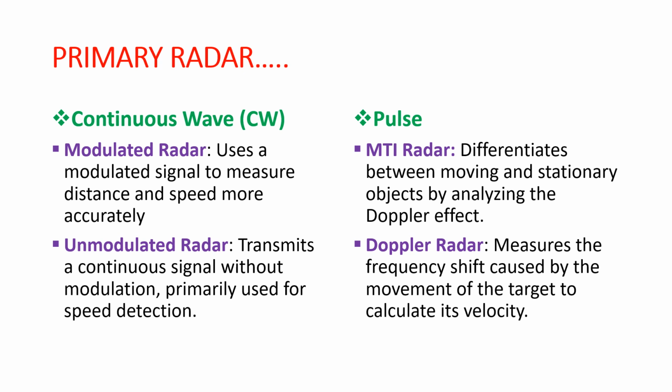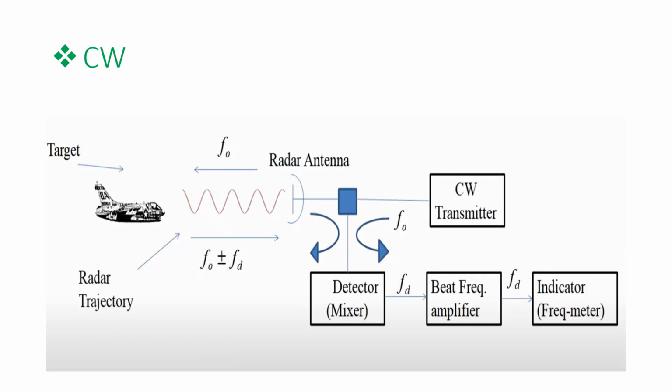While pulse radars are classified into MTI radar and Doppler radar, MTI radar differentiates between moving and stationary objects by analyzing the Doppler effect, while the Doppler radar measures the frequency shift caused by the movement of the target to calculate its velocity. So here is a block diagram of continuous wave radar.